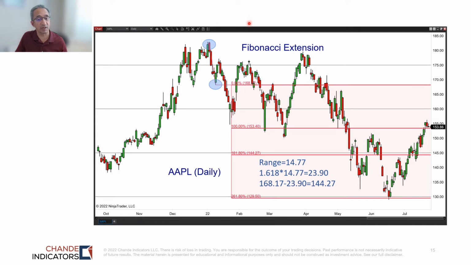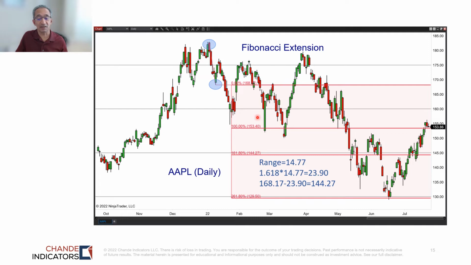So now if I want to project below the low, I can multiply 14.77 by 1.618 or by 100 or 2.618. So here I've multiplied that by 1.618 to get an extension value of 23.9. So if I take 168.17, which is that low, and subtract 23.9, I get an estimated value of 144.27, which is exactly what that value is. So that's how I've taken this range and extended it to find this target. And of course, if I extended it by 2.618, I would get 129.5.